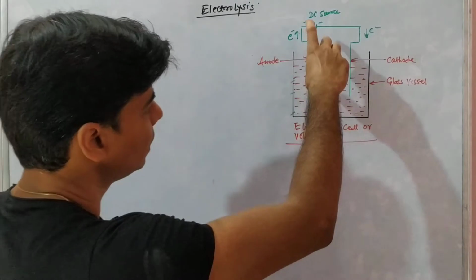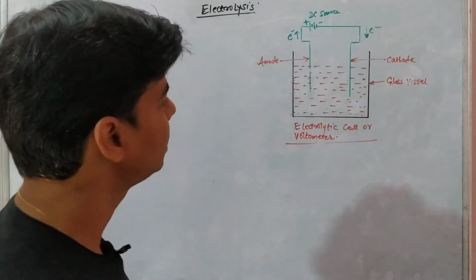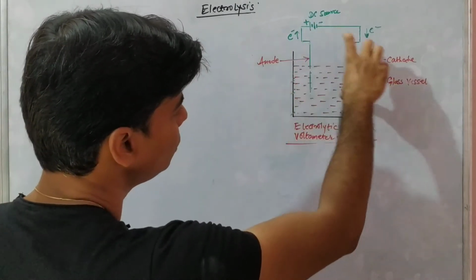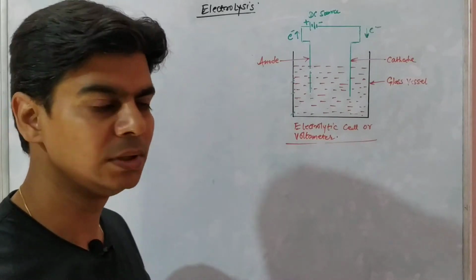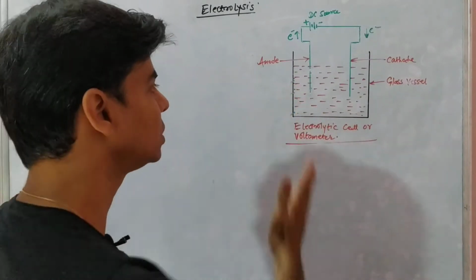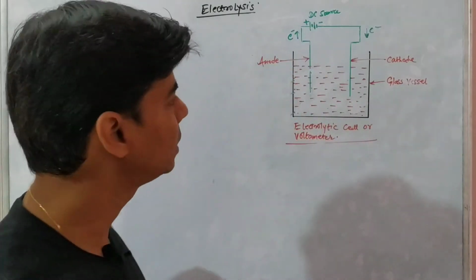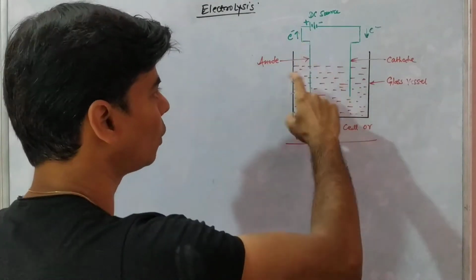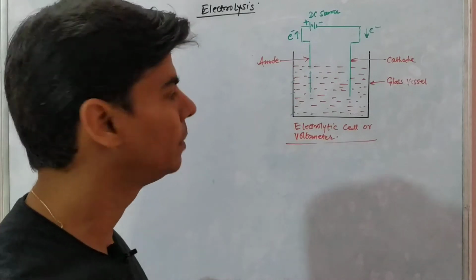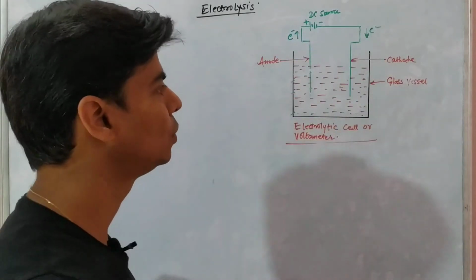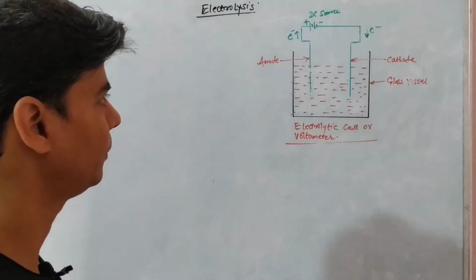And inside this electrolyte we see two metal rods, right? These are two metal rods which are further connected to a battery, right? One of the rods is connected to the positive terminal of the battery and the other rod is connected to the negative terminal of the battery, right?